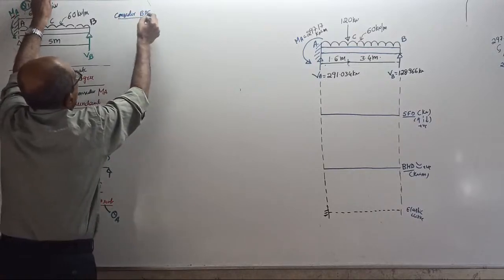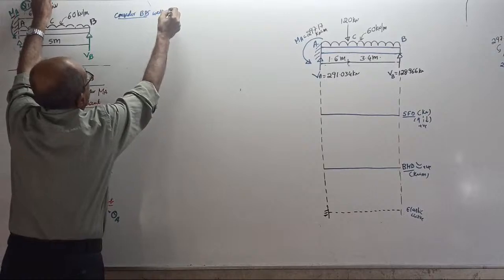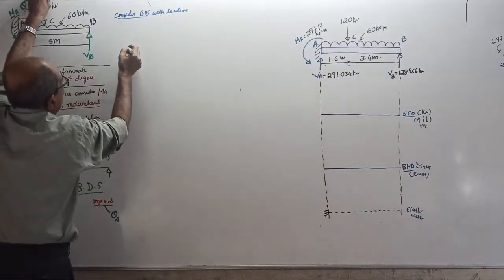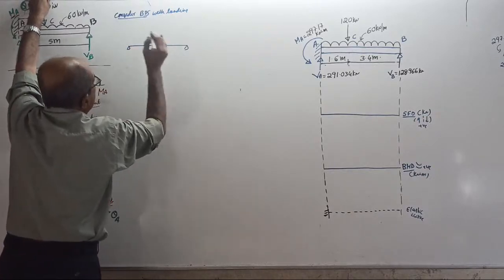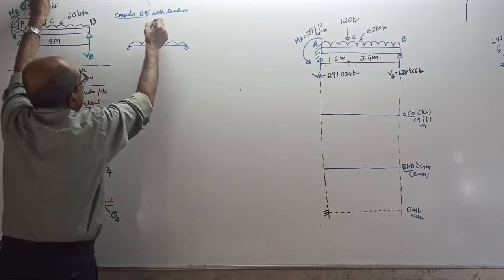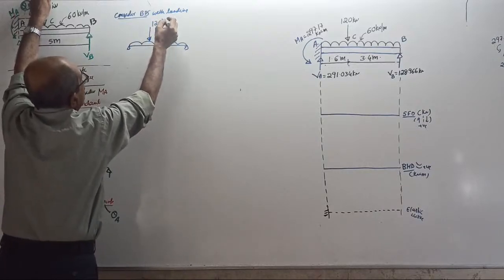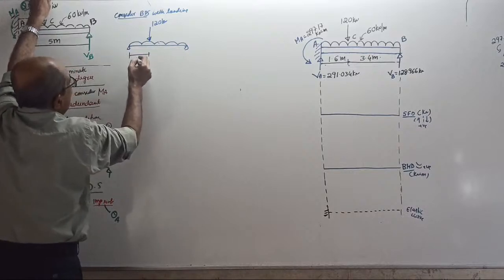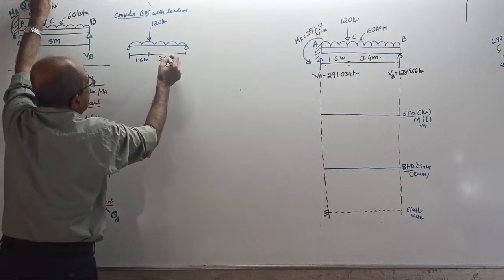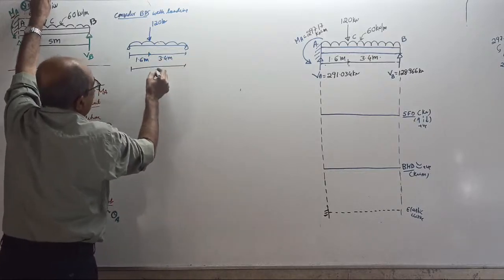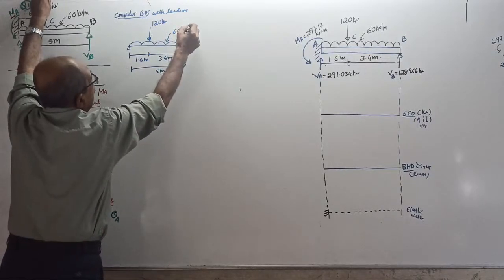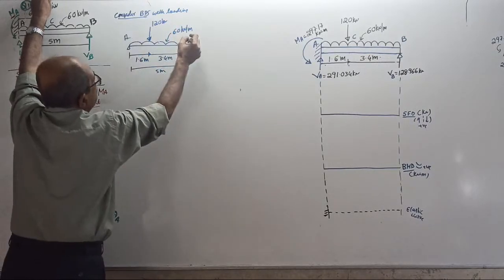Consider BDS with the loading. So, it is a simply supported beam with UDL and point load. Okay, see here. Point load is 120 kilonewton. From here to here is 1.6 meter. This is 3.4 meter, and full span is 5 meter. UDL is 60 kilonewton per meter. This is A, this is B.